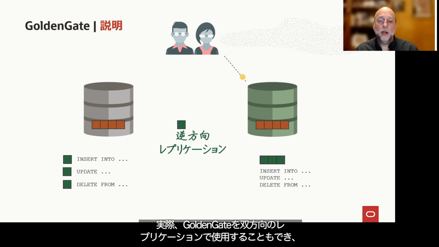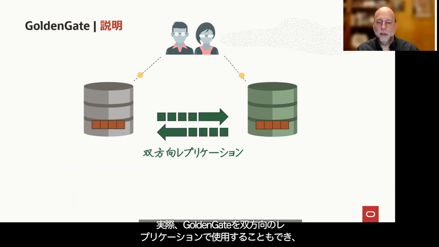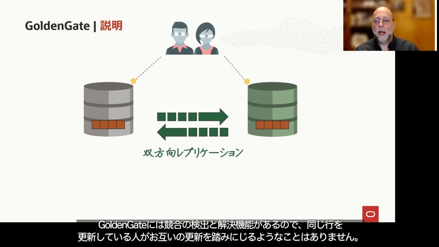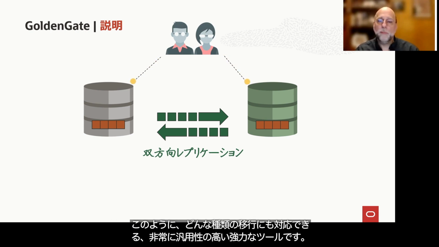And in fact, you can even use GoldenGate in a bidirectional replication, where you can have some of the users migrated and testing out performance, while others are still on the old system. GoldenGate has conflict detection and resolution so that you don't have people updating the same rows and stomping all over each other's updates. So it's a very versatile, very powerful tool for any kind of migration.